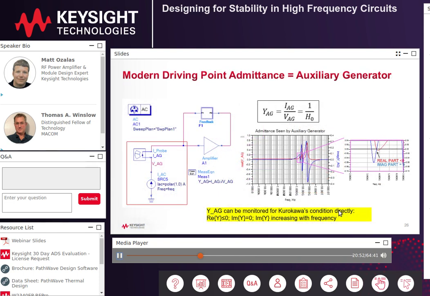Now let's look at a modern approach to figuring out driving point admittance, and that is called an auxiliary generator technique. To find this in simulation, you can apply a current source to a node, inject a current, and monitor the voltage across the same node. The driving point admittance is just the current over the voltage. So here in our working example, I applied a current source to the input side, and I used this to derive the driving point admittance, which agrees with the earlier mathematical result that I got before.